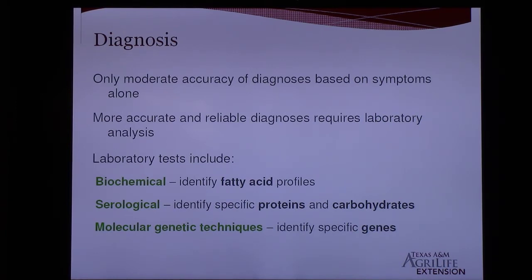Now, if you do send a sample to the lab, there are 3 different types of tests that you could ask for. There is the biochemical test, which identifies fatty acid profiles. So some bacteria produce certain fatty acids that make their identification easy. Serological tests look at proteins and carbohydrates that are produced by those bacteria. And then there are the molecular genetic techniques, which actually look at the genes, the DNA of those bacteria, in order to figure out what type of bacteria you're dealing with.